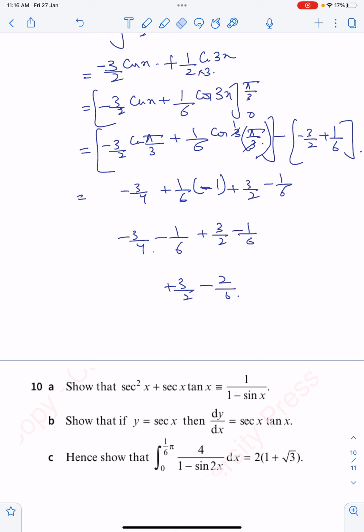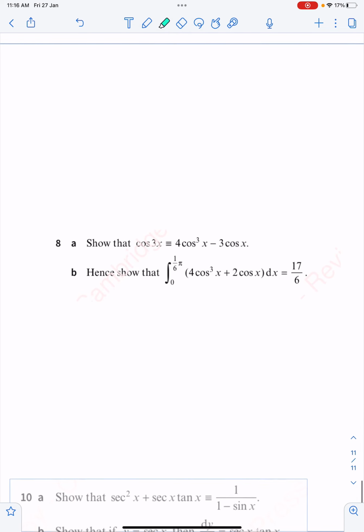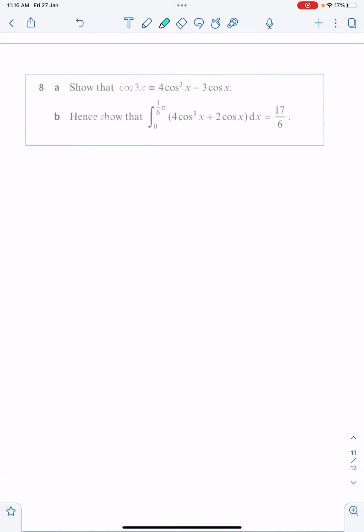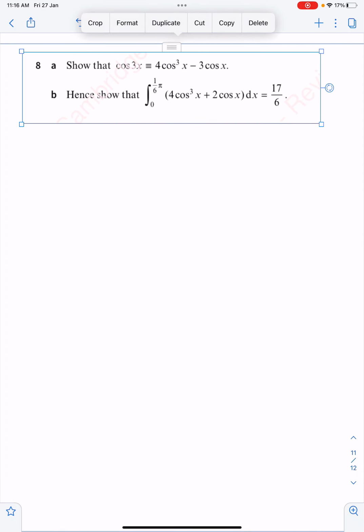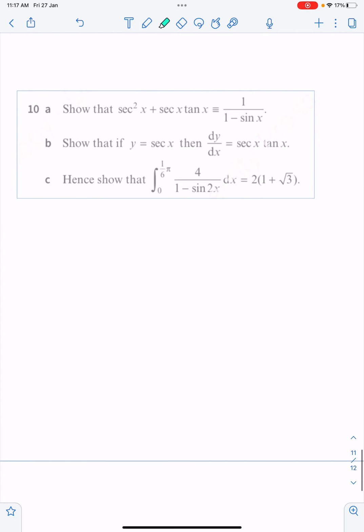Okay, it's coming out as 5 upon 12 now if I calculate it. 5 upon 12, exactly. Okay, moving on to question number 8 first. 8 is almost similar to the 7th one. I'm doing the 10th one then. This is the last question which we are doing.